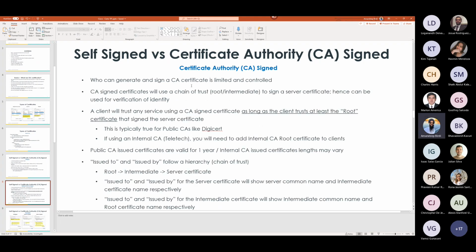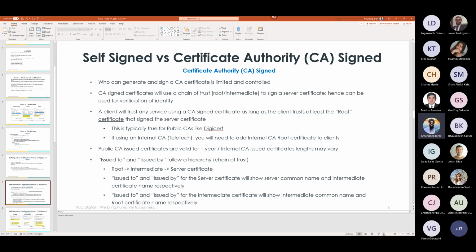Okay, so next is a certificate authority signed. So this is public CA signed, right? Well, it's not necessarily public. It could be an internal CA or a public CA, but this slide basically talks about what the difference is, right? How it differs from self-signed cert.